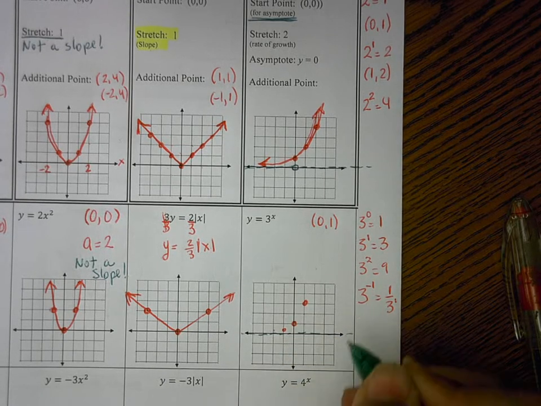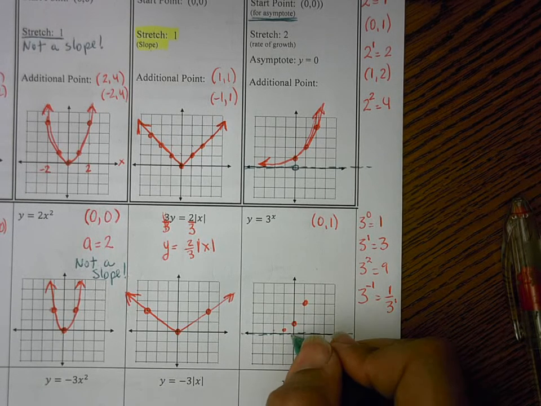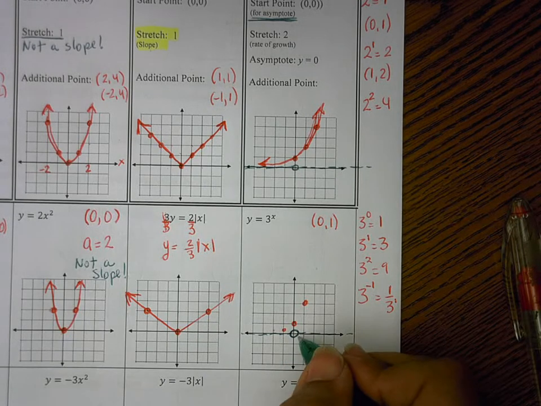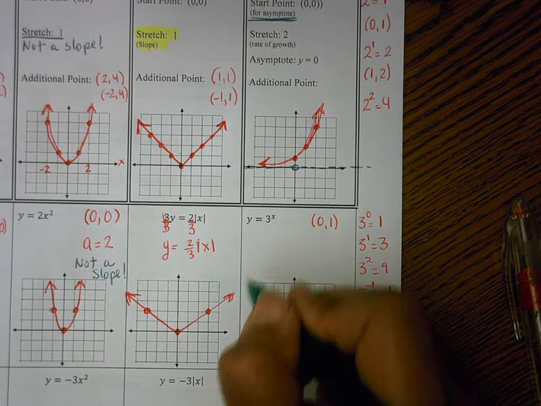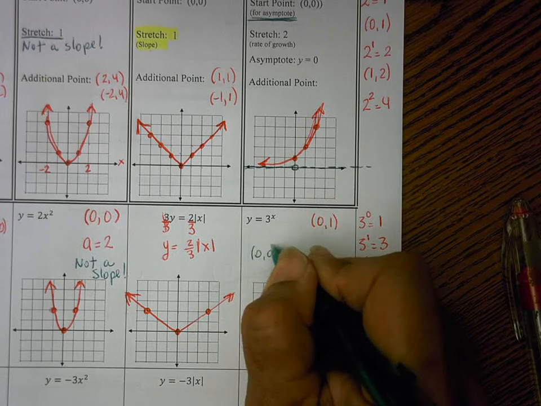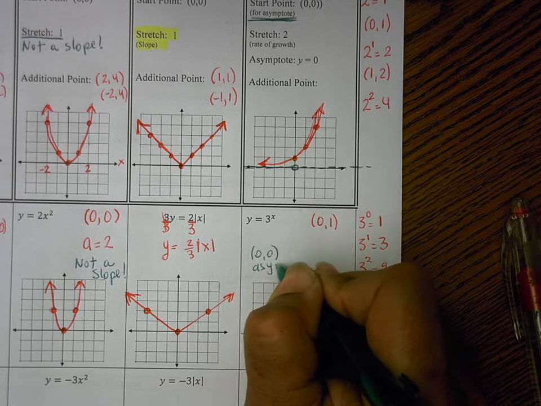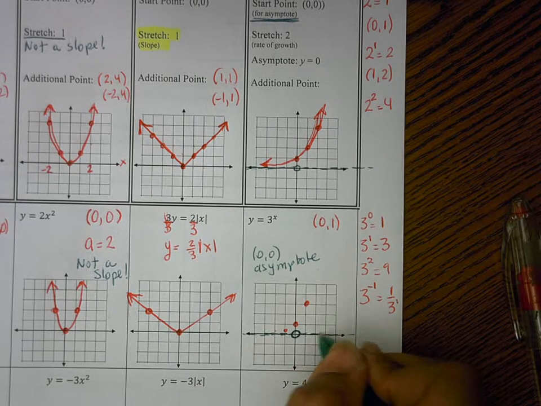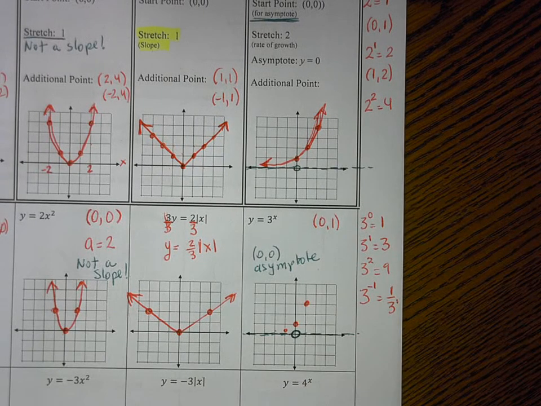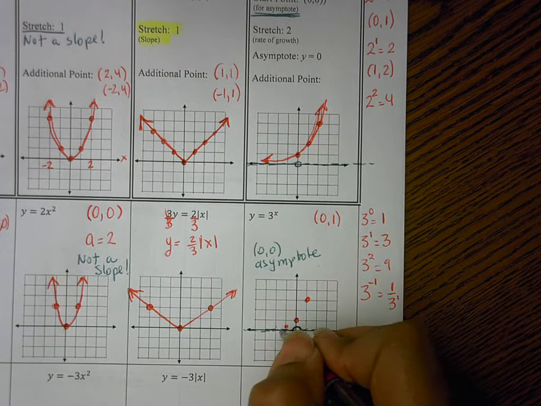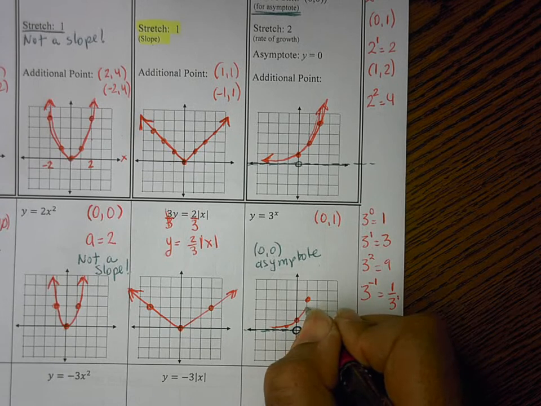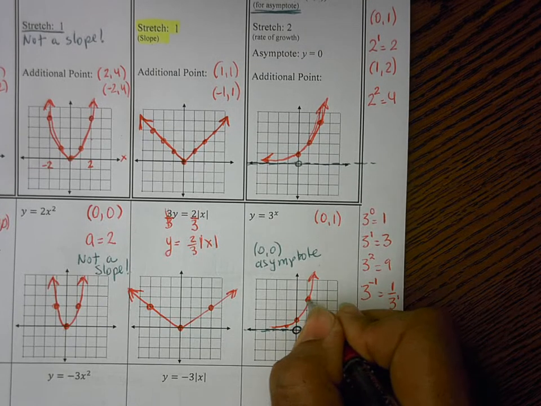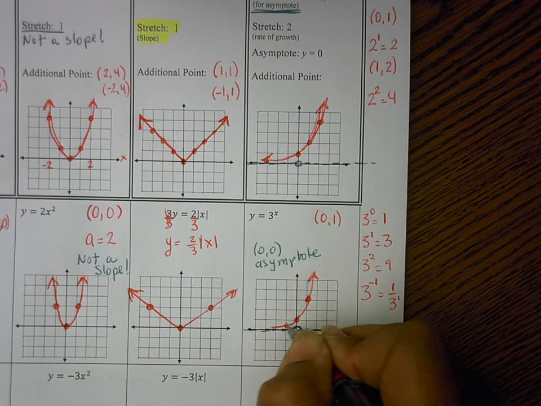Notice that if I plug in a 0, I will never get a 0 value out. So I'm going to mark this 0, comma 0. I'm going to mark it as my asymptote, which is this invisible line that my graph never touches. So now I can go ahead and draw my graph nice and pretty. I have plenty of points. I have 1, 2, 3 points right here, okay?